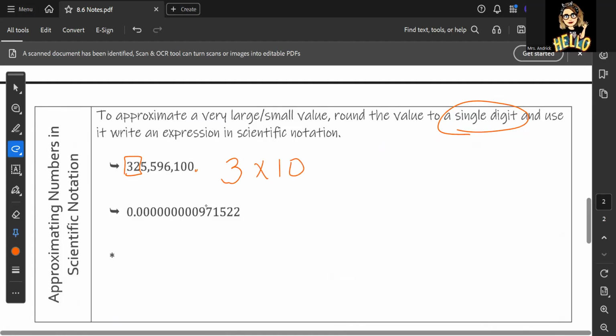I want to move my decimal from here all the way over there because I want it rounded to one digit. So then count how many times we move it. Hopefully you got that we moved it 8 times.